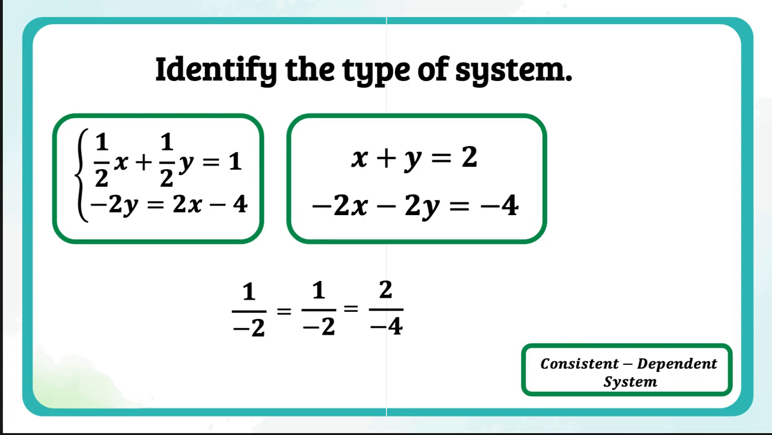That's it. Again, the three types of system will be consistent independent system. It has one solution. They have intersecting graphs. And the slopes and the y-intercepts are different. Okay? The next type of system is inconsistent system. It has no solution. The graphs are parallel. It has the same slope but different y-intercepts. And the last type is consistent dependent system. It has infinitely many solutions. We have coinciding graphs. And then it has the same slopes and same y-intercepts.